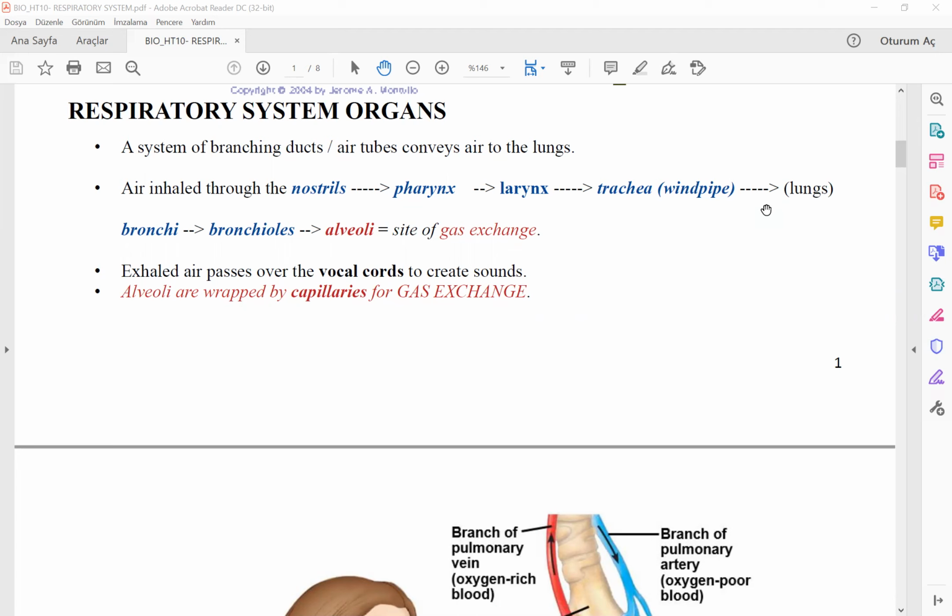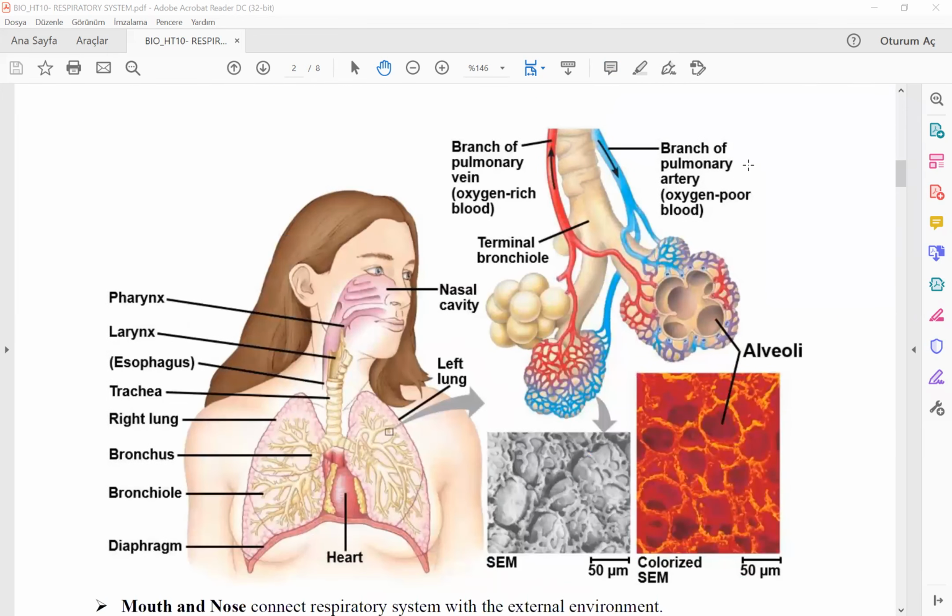Also, there are vocal cords in the larynx, and during exhalation, the air passes over the vocal cords to create sound, and alveoli are wrapped by capillaries for gas exchange. Let me look at the picture of these organs in the respiratory system.